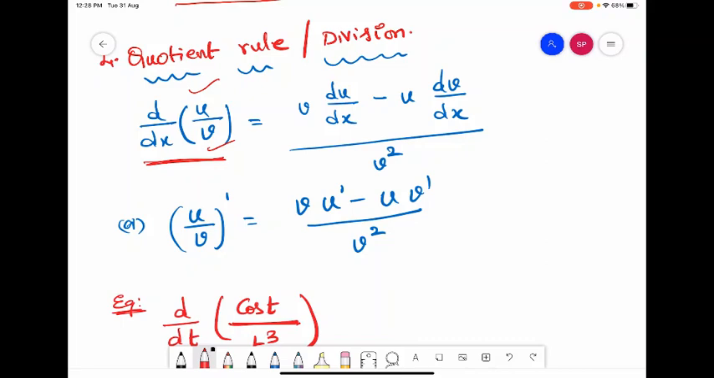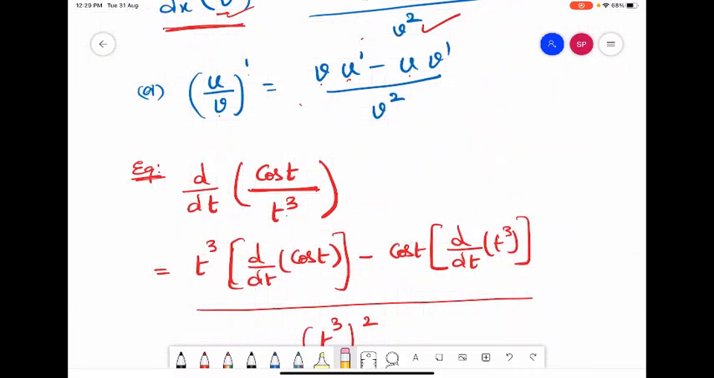Then the formula is: the denominator will be v square, and in the numerator, v into the derivative of the numerator, du by dx, minus the numerator u into the derivative of the denominator, dv by dx. So you can say (u by v)' is equal to (v u' minus u v') by v square, where du by dx is nothing but u' and dv by dx is nothing but v'. You can remember this as a formula, which is very, very important.